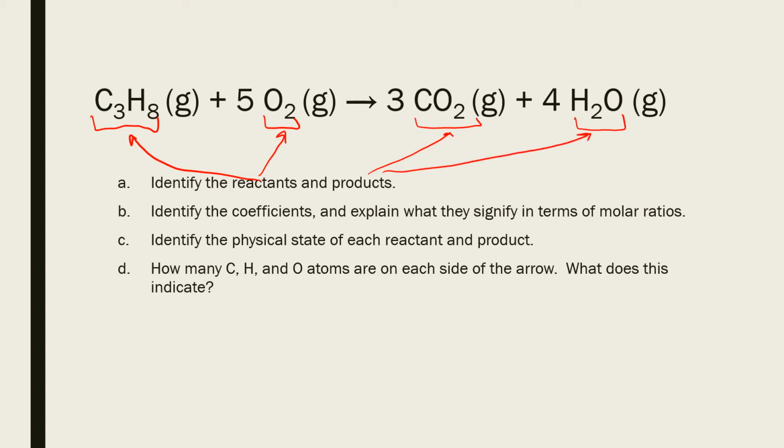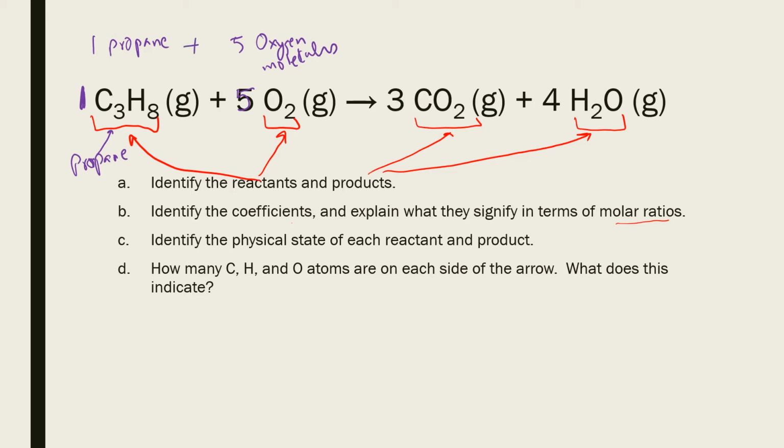Second is, identify the coefficients and explain what they signify in terms of molar ratio. In front of the first reactant, the coefficient is 1, so it means 1 molecule, and the name of this molecule is propane. So 1 propane, and the coefficient in front of oxygen is 5. So it means 1 propane combines with 5 oxygen molecules. That's what it's signifying.